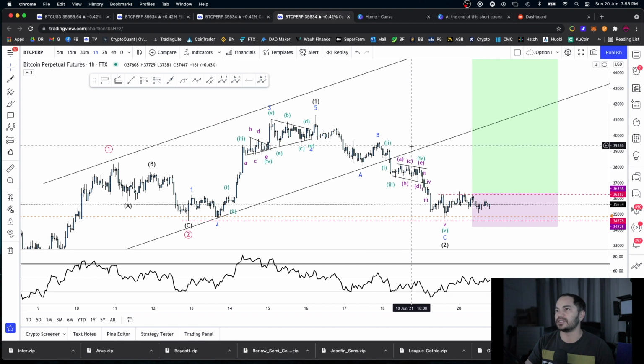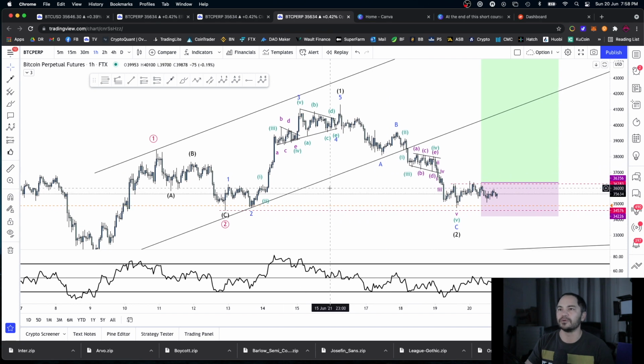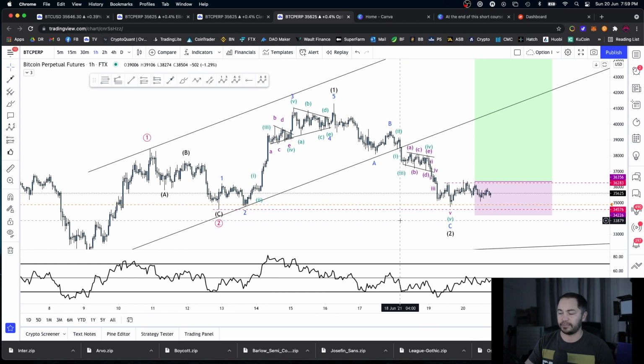So we've got A, B, C, D, E, and then it breaks to the downside. And I'm pretty confident that this count is accurate. The only problem is that we're really close to it being invalidated. If it goes below the start of wave 1, then that breaks one of the main Elliott wave rules, that wave 2 can't retrace past the origin of wave 1. So that would invalidate the count. So very close to that happening. If that happens, then things start to look pretty bearish from that point.